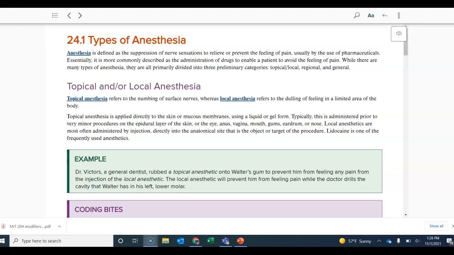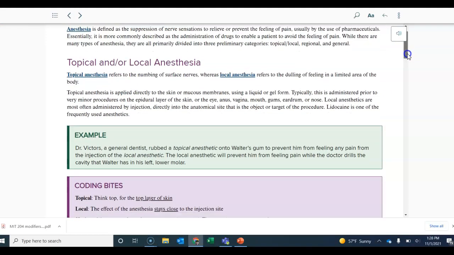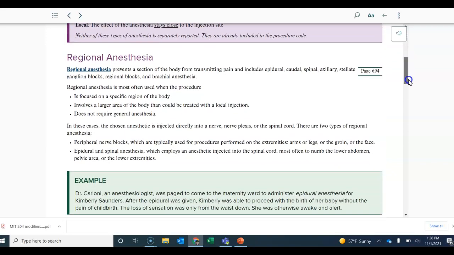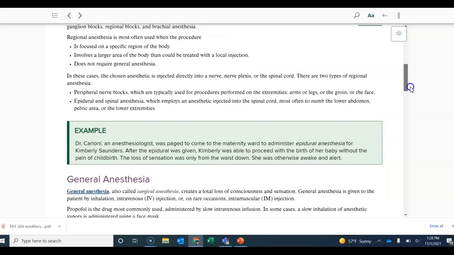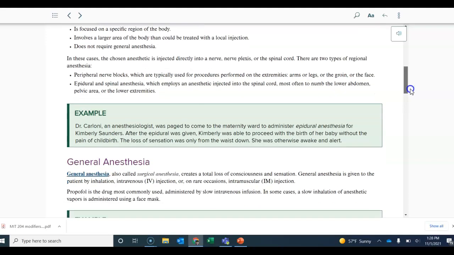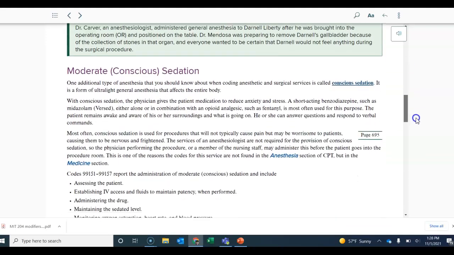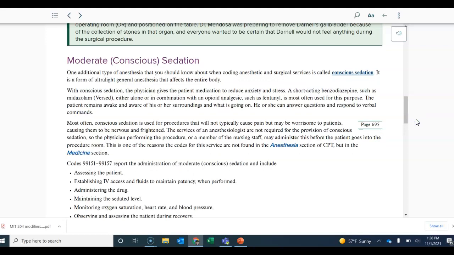Then regional, think of like a C-section where they numb the person from like abdomen above the belly button, top of the leg kind of thing. And then general is completely out. Then we also have something called moderate or conscious sedation. Okay, it's essentially they get something that reduces their anxiety and stress, but the patient is conscious. They can respond to commands.